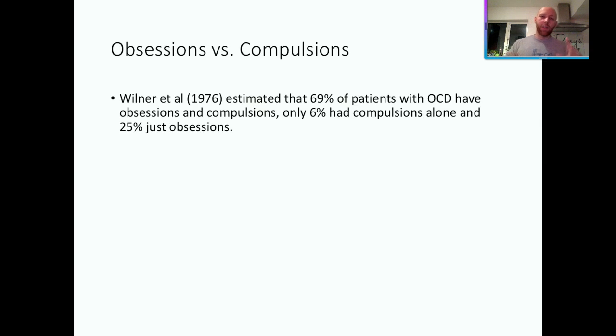Well, Wilner argues that 69% of patients with OCD have obsessions and compulsions. They have both. But only 6% have just compulsions. So it is possible just to have compulsions. 25% have obsessions, and that makes sense. If obsessions drive compulsions, that means you may still suffer from this obsessiveness, but not have to carry out rituals. You may be able to control that impulse. And we'll talk about that in a minute when we talk about the prefrontal cortex and structures within that.